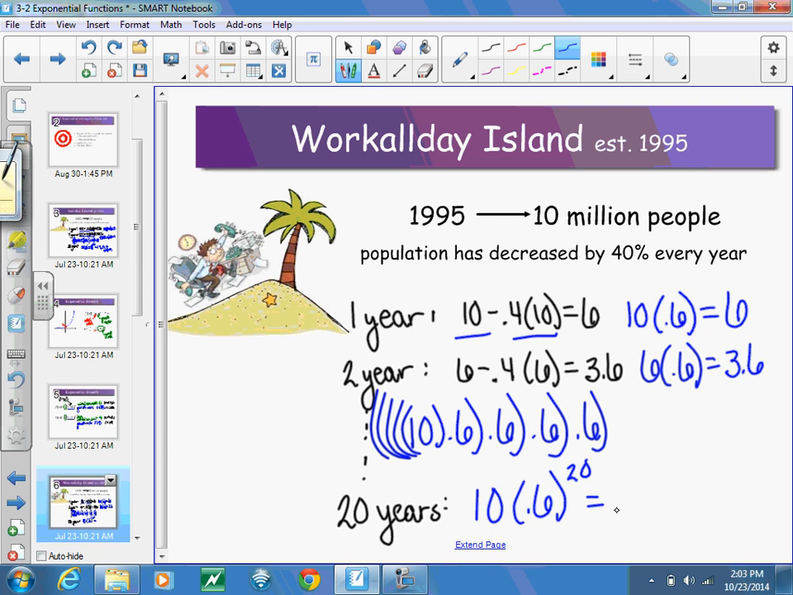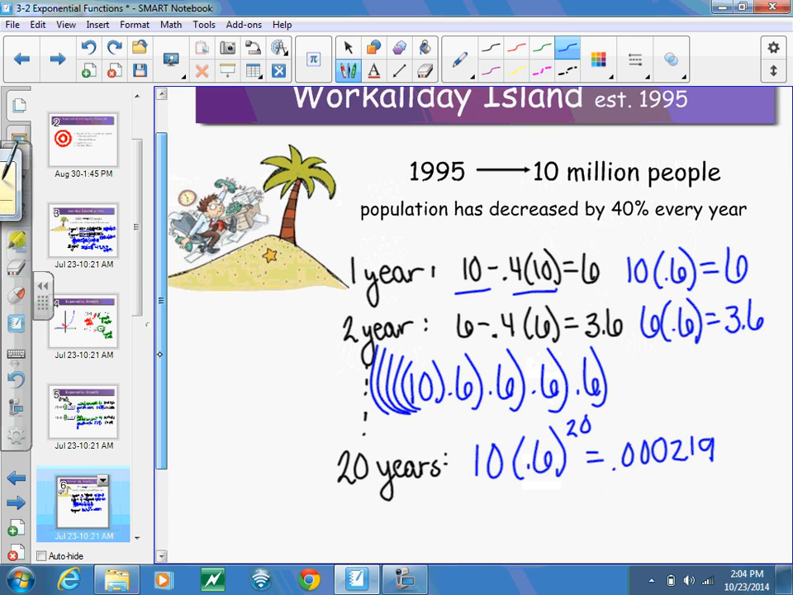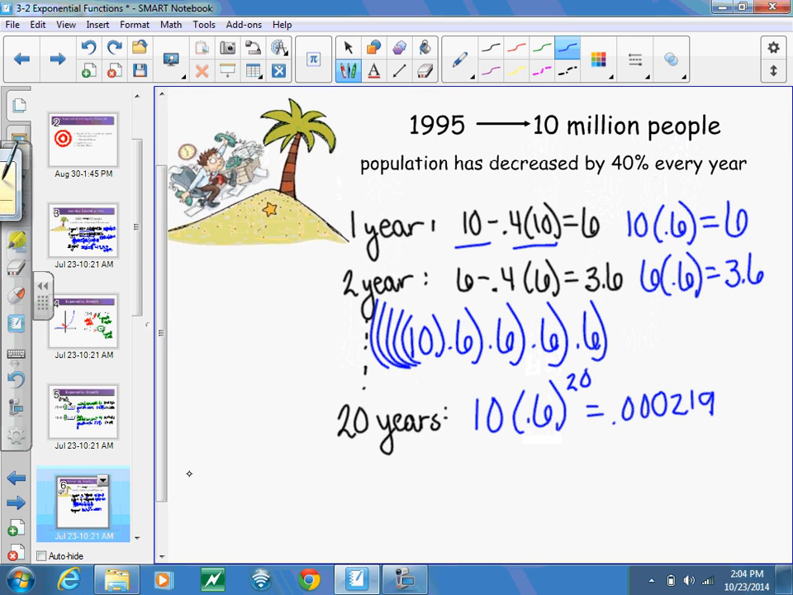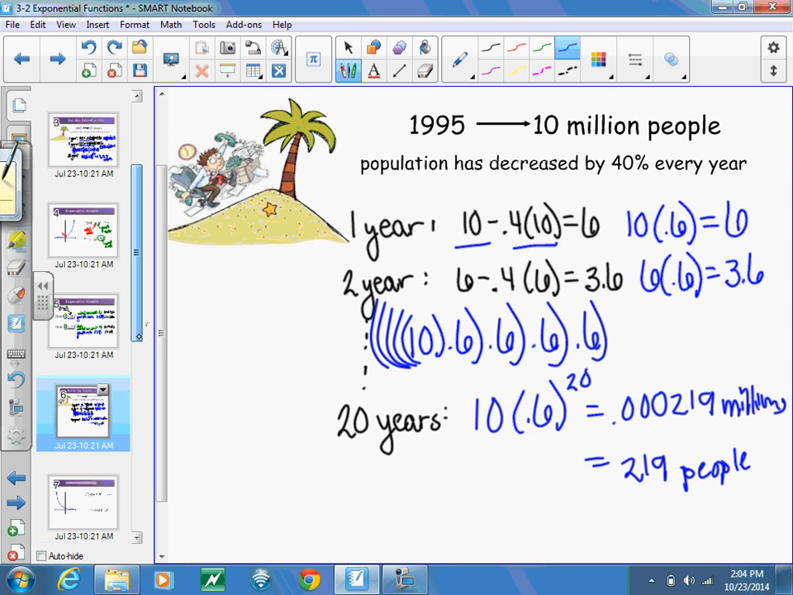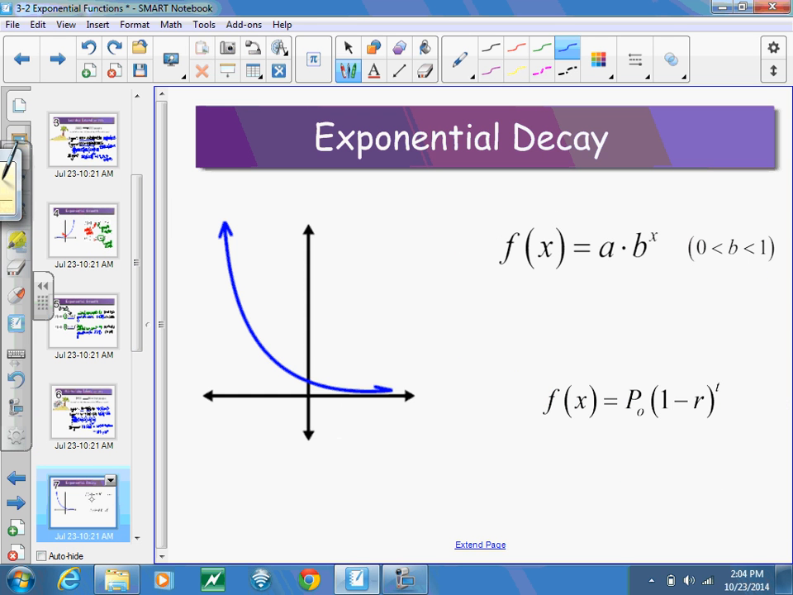And once I finally do this and calculate it out, I get 0.000219 million people. Now you might say, oh, no one's left on this island. Well, because this is in the millions, this is leaving us with 219 people that are still on the island. So this is giving us our example of exponential decay.